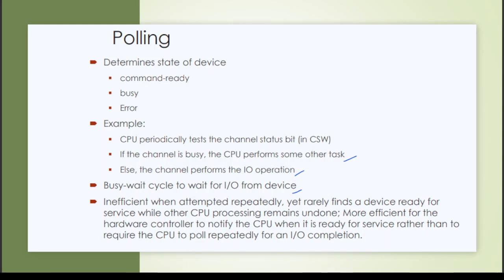Polling is very inefficient if we repeatedly check for different conditions, yet rarely find a device ready for service while other CPU processing remains undone. It is more efficient for the hardware controller to notify the CPU when it is ready for service rather than to require the CPU to poll repeatedly for an IO completion.